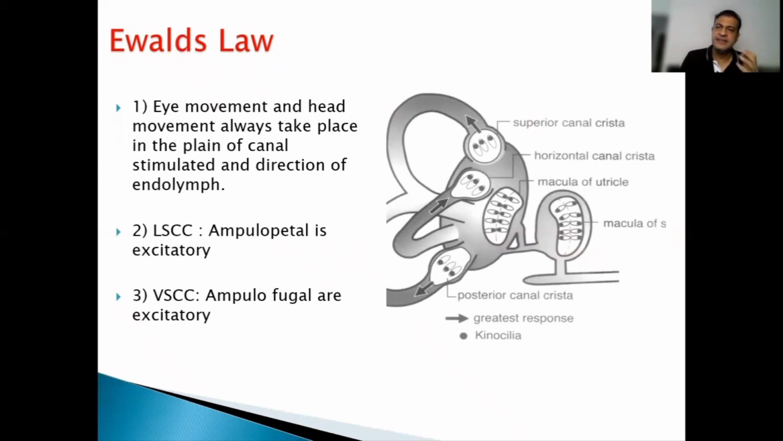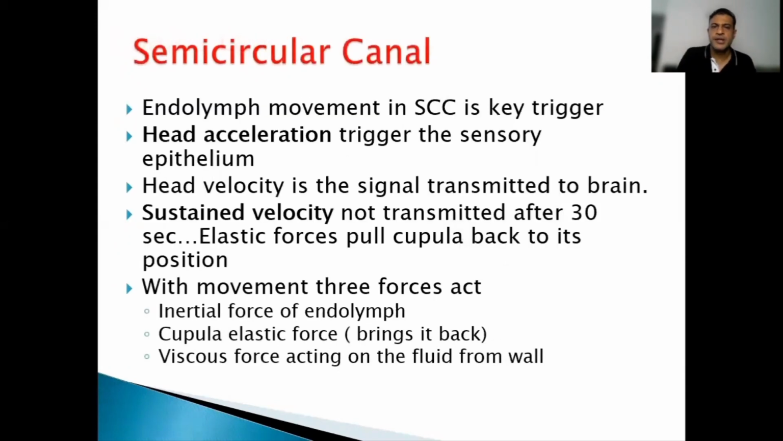Second law is that in the horizontal semicircular canal, ampullopetal movement is excitatory. And third law is that in the vertical, that is the anterior and the posterior canal, it is the ampullofugal movement which is excitatory. In the semicircular canal, as we understood, the endolymph movement is the main key trigger factor.